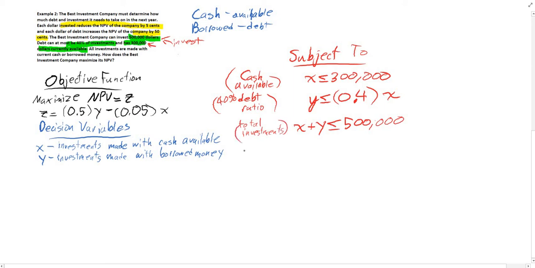Then, of course, we need our non-negativity, which you need for every single linear model. So X, Y must be greater than or equal to 0. This will be your capital budgeting model.